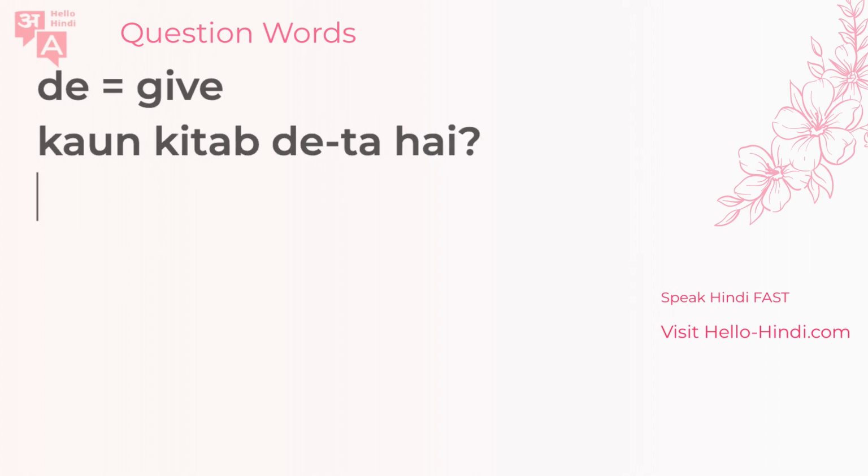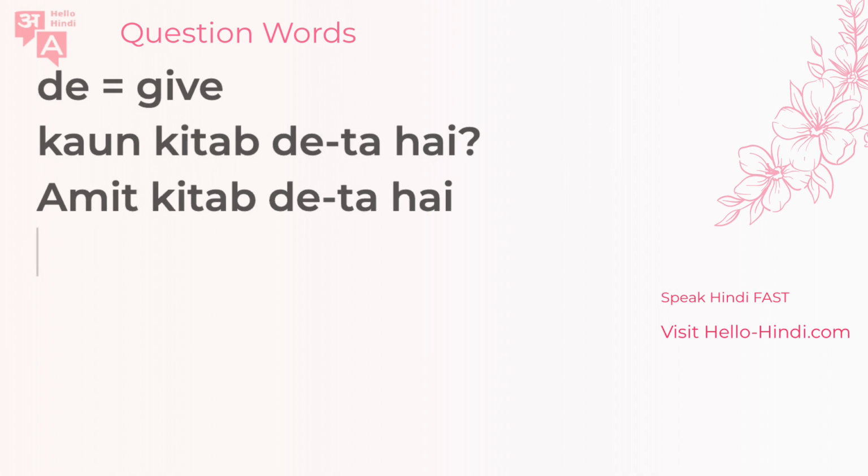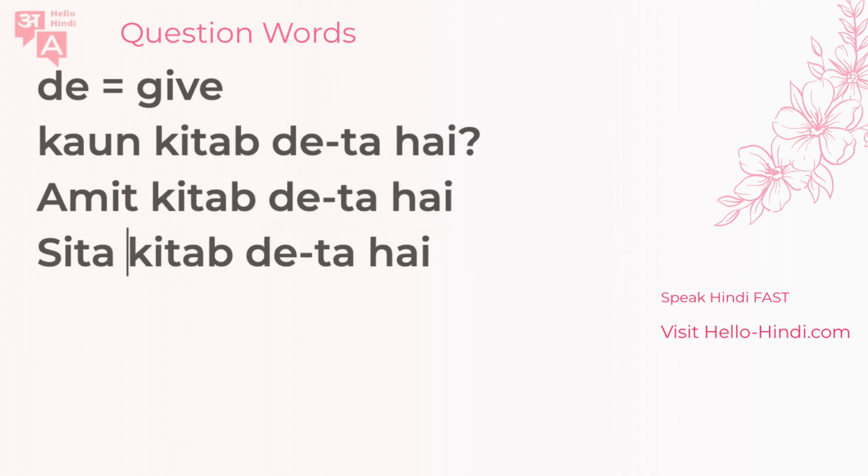Easy. And then the answer could be Amit kitab deta hai. Amit gives the book. How would you make this? Sita gives the book. It would be Sita, and then it will be the same thing. Sita kitab. Sita is a girl's name. So Sita kitab deti hai. That would mean Sita gives the book. Note that the question is usually asked in the masculine singular form.